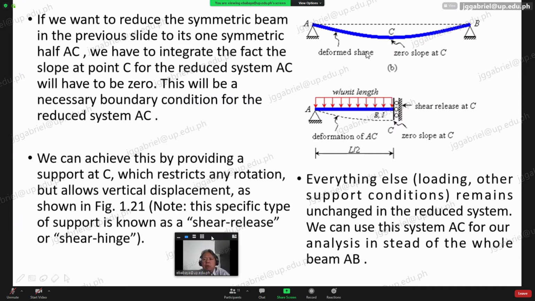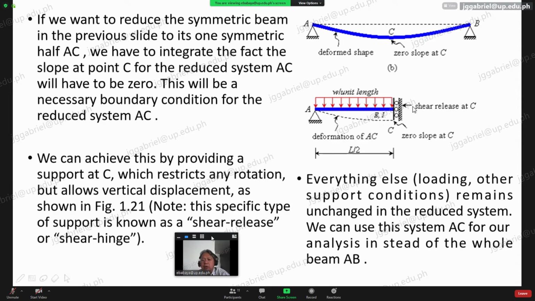It says if we want to reduce the symmetric beam in the previous slide to its one symmetric half AC, we have to integrate the fact that the slope at point C for the reduced system AC will have to be 0. Now, this will be a necessary boundary condition for the reduced system AC. So if we want to represent the system on the left side, because you have a 0 slope at this point, then your system will be something like this.